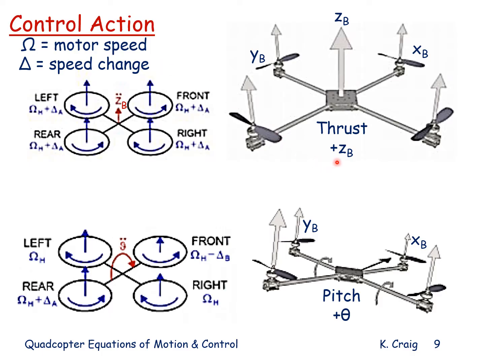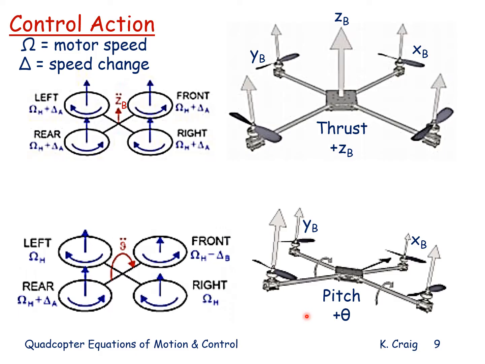We control the altitude of the quadcopter, that is its motion in the positive z direction along the z-axis of the body fixed reference frame, by varying the speed of all propellers by the same amount. In this diagram, we see we have acceleration in the z direction of the body fixed reference frame by increasing the speed of all 4 motors. The quadcopter will then move in this positive z direction.